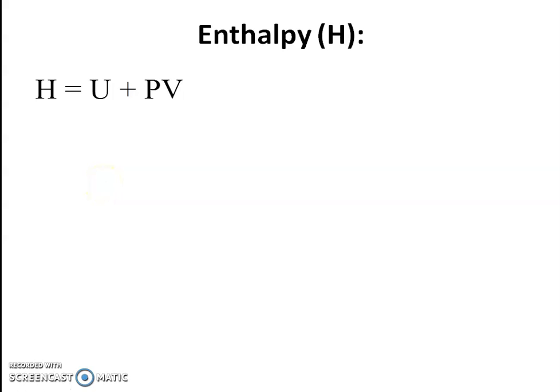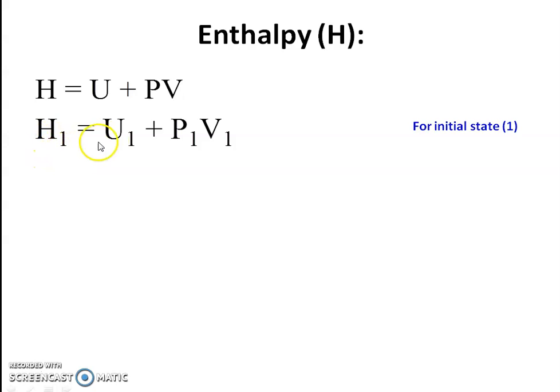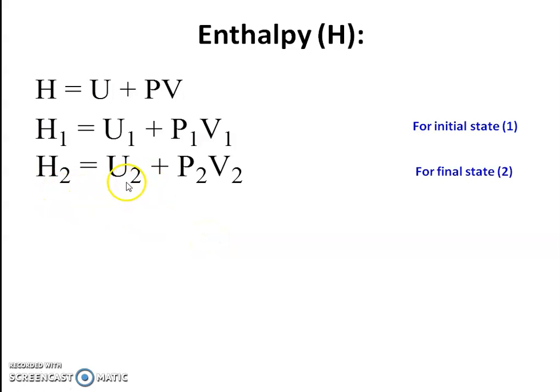Now for this change of system from initial to final state, consider H1, the enthalpy of the initial state or of the reactants, and H2, the enthalpy of the final state or products. Then we can write H1 is equal to U1 plus P1 V1, this is for the initial state, and H2 is equal to U2 plus P2 V2, this is for the final state or for the products.